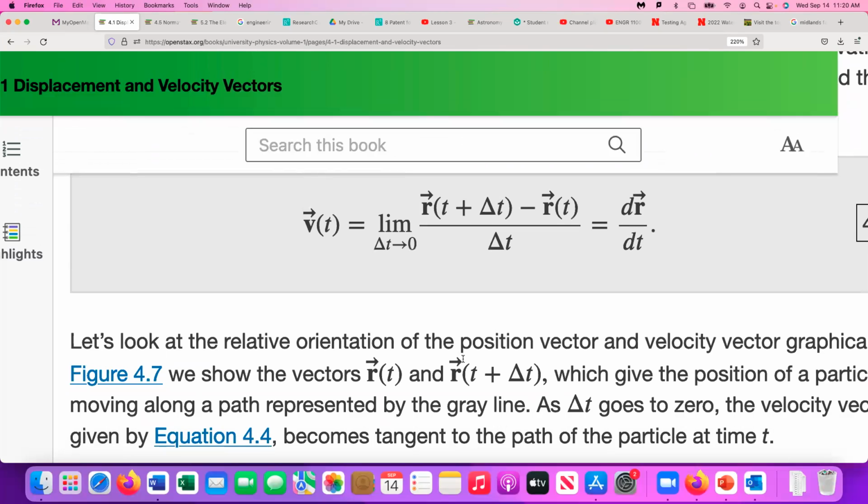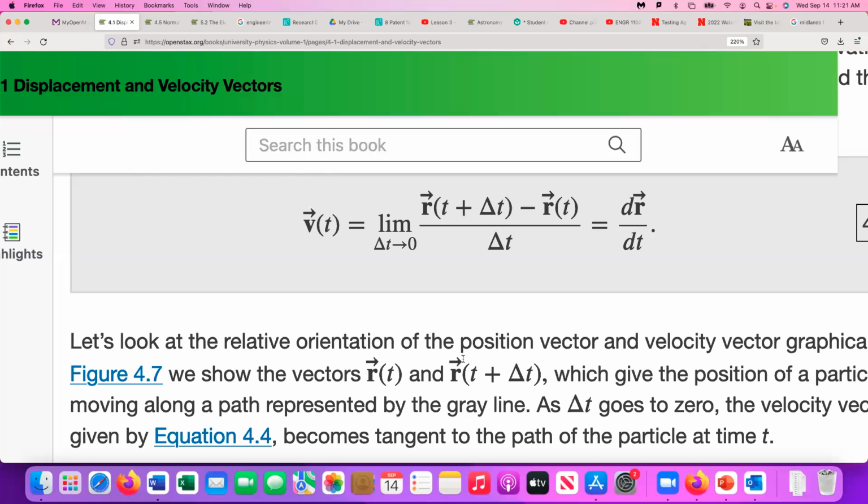Of course, the velocity vector now is related to the displacement vector by taking the displacement vector and dividing by the time that displacement takes. But the velocity vector is also related to the position vector if the position vector is a function of time. And in that case, it's the time derivative of the position vector, if it is a function of time, that will give you the velocity vector as a function of time.